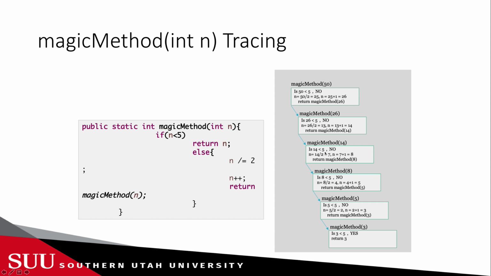Then is 14 less than 5? Answer is no. Divided by 2, it's going to give me 7. Add 1 to it, it's going to give me 8. So I'm calling my method with 8. Is it less than 5? No. I will divide it by 2, it's going to give me 4. 4 plus 1 is equal to 5. I'll call my magic method with 5.